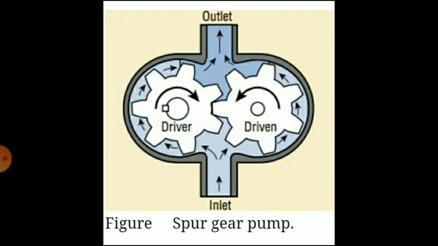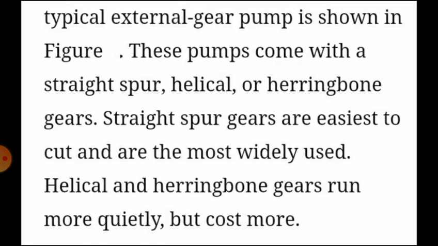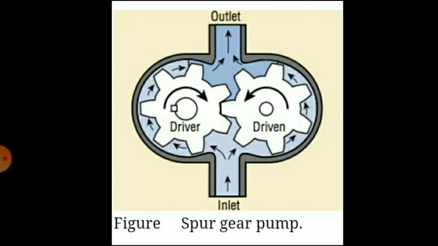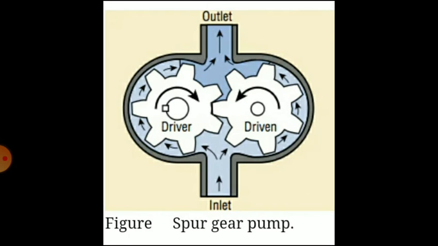Now we will see the operation. In this figure, the spur gear pump is shown. One gear is a driver and the other is a driven gear, and there is an inlet and outlet port. When the pump is started, the working liquid is trapped in the gaps between the gear teeth and is carried along from the suction, that is the inlet port, to the pressure port, or the outlet port.